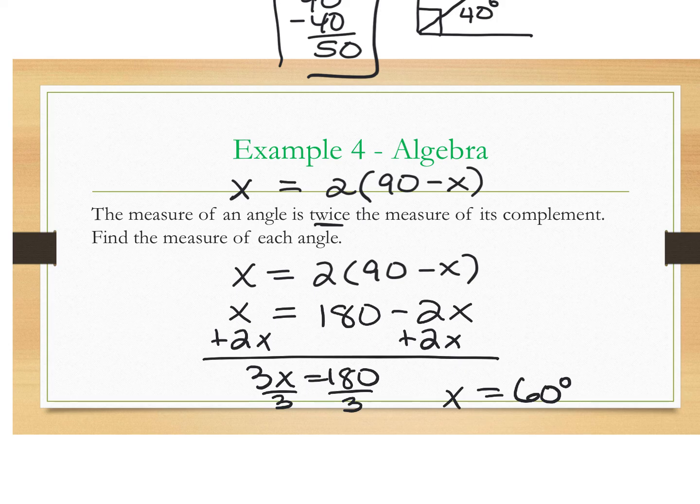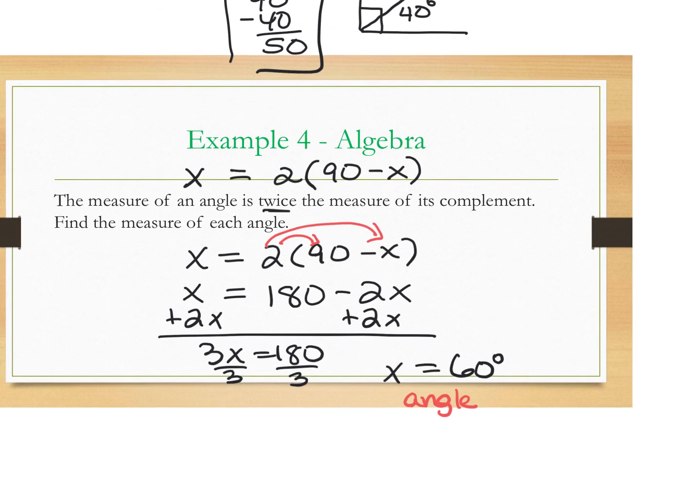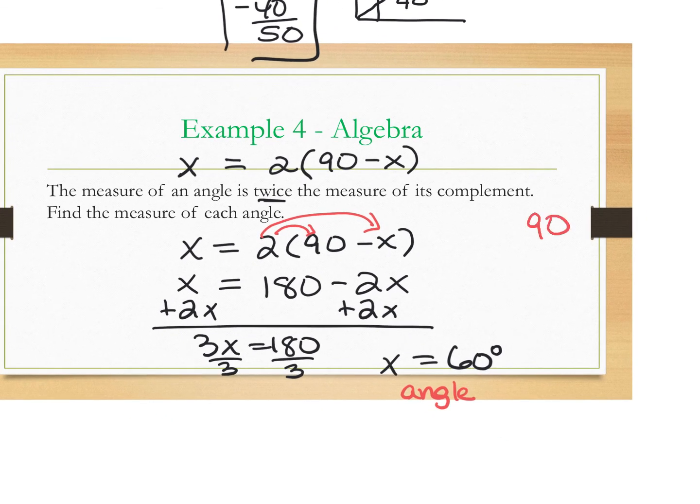My Algebra 1 skills of distributive property. So I multiplied 2 times the 90 and then 2 times the x. Okay, and now, so this is the angle. And to find its complement, I'm going to do 90 minus 60, and I get 30. So this is the complement.